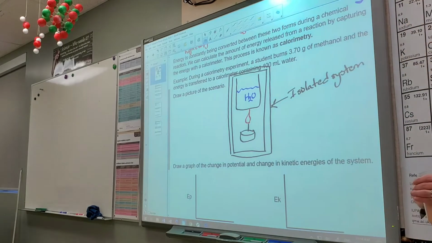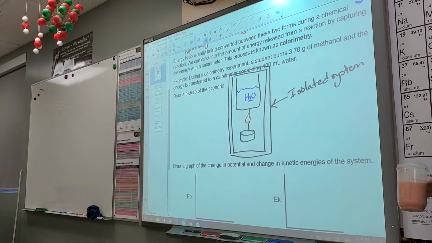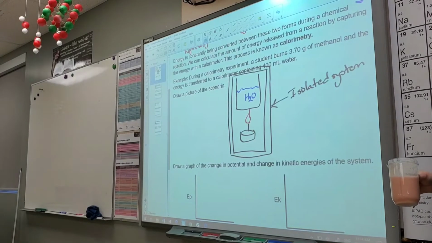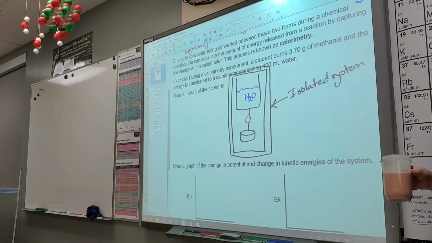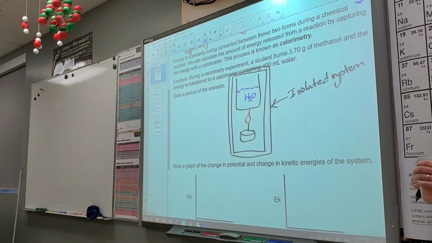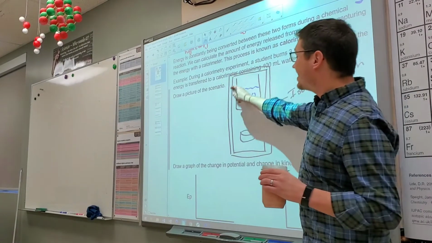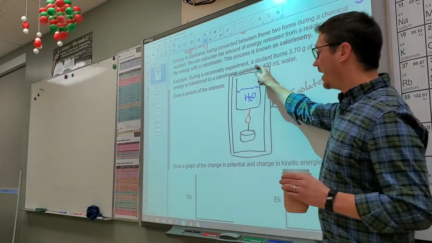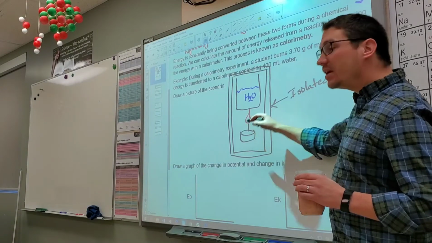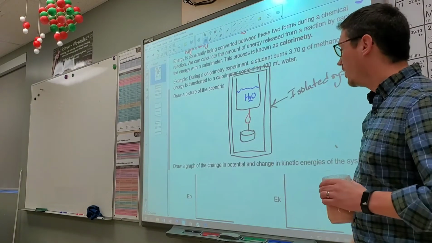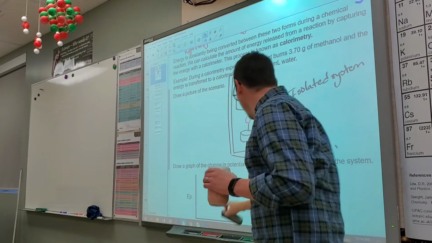Now that's different from a closed system, right? Closed systems are in equilibria. We don't want isolated systems in equilibria because we want to be able to heat it up and cool it down. Here, we want all of the energy to remain inside the calorimeter. Because this is an isolated system now, all of the energy that's lost by the candle, where is it being forced into? The water.